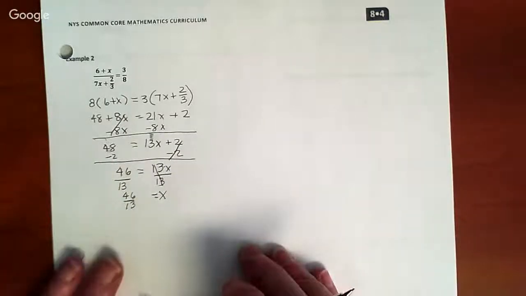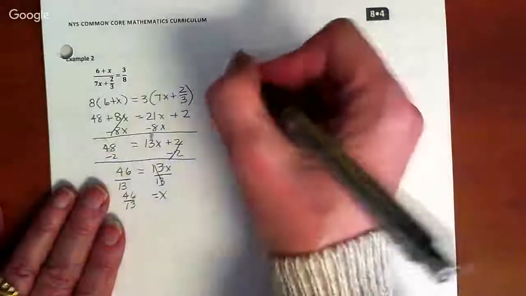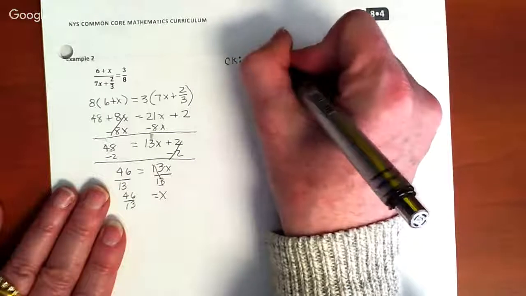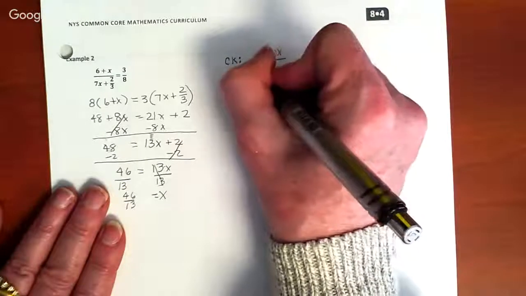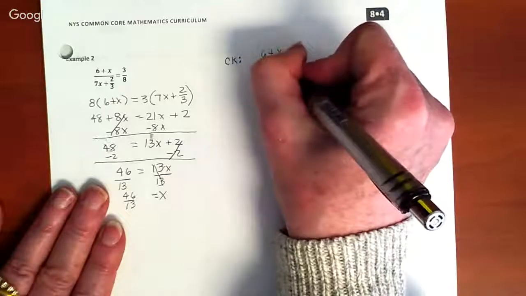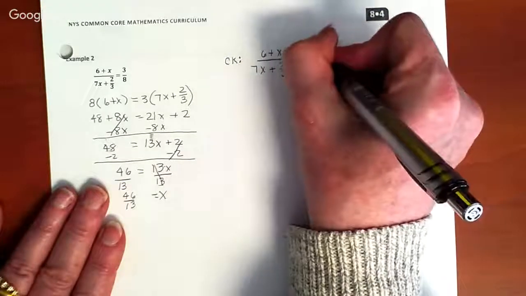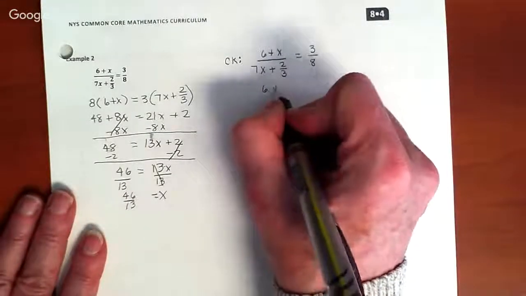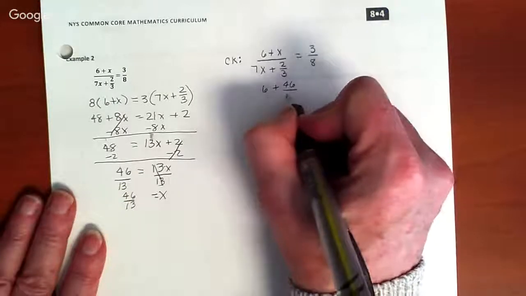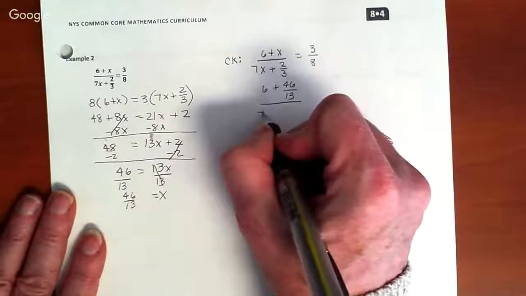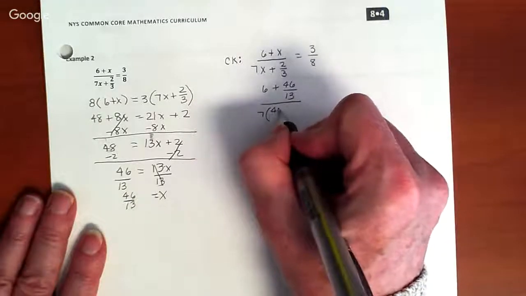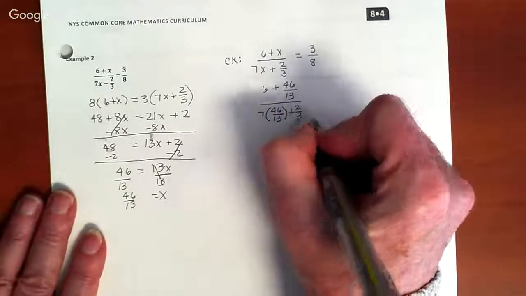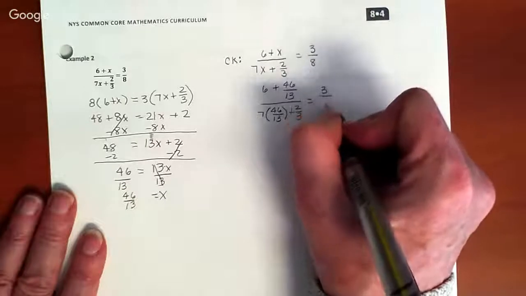Okay, so now I have our check. Now this check is, we'll have to see how we do here. We have (6 plus x) over (7x plus 2 over 3) equals 3/8. So now we have 6 plus 46 over 13, over 7 times 46 over 13 plus 2/3, equals 3/8.